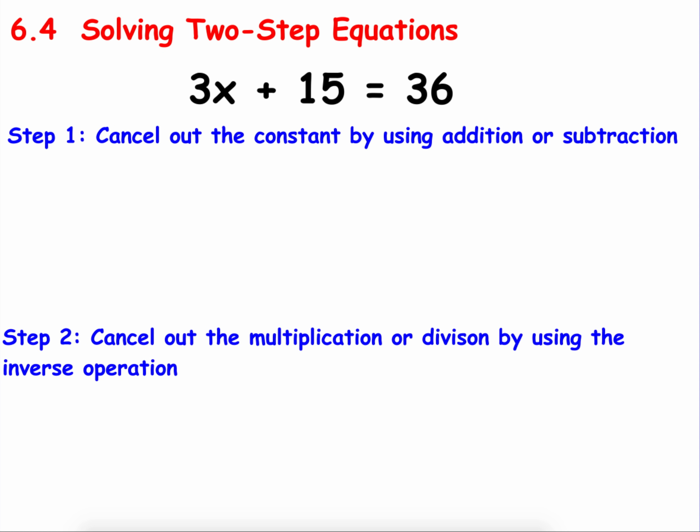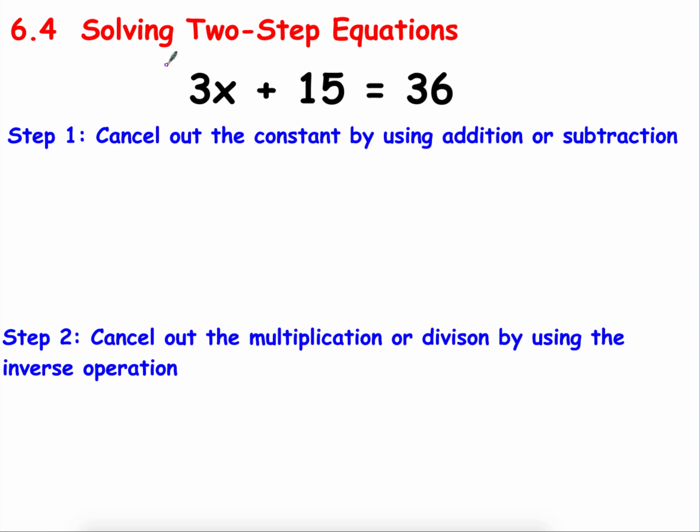So quick recap, the name of the game, the goal, is to isolate the variable. We want to get our variable by itself. So I want to figure out how to get x all by itself. I want to know what x is. Okay, so that's what we're solving for. We're trying to figure out 3 times what, plus 15, equals 36. I need to figure out what that value for x is.